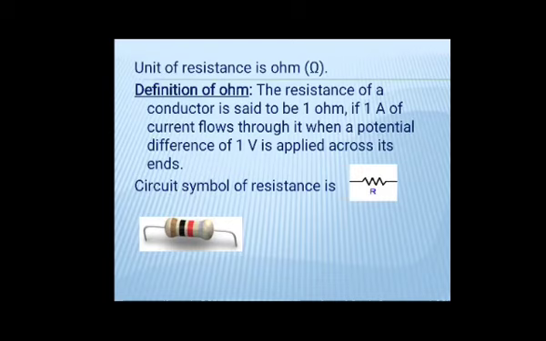If we see the circuit symbol of resistance, this is the circuit symbol of resistance. And this is a carbon resistor.